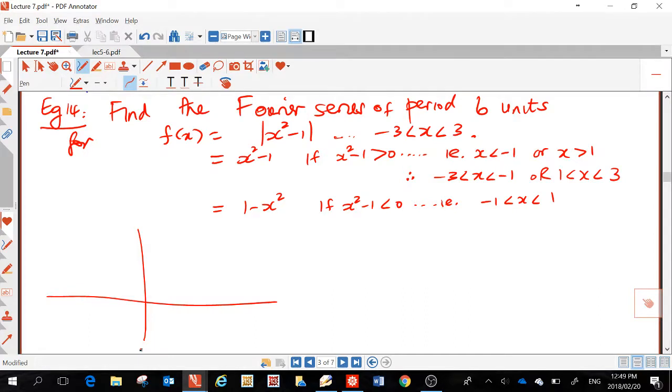Then the interval given there is from minus 3 to plus 3. So you go from minus 3 to minus 1, or on the more than 1 side, you go from 1 up to 3. It stops. That's case 1. Case 2 is when the thing inside is negative.